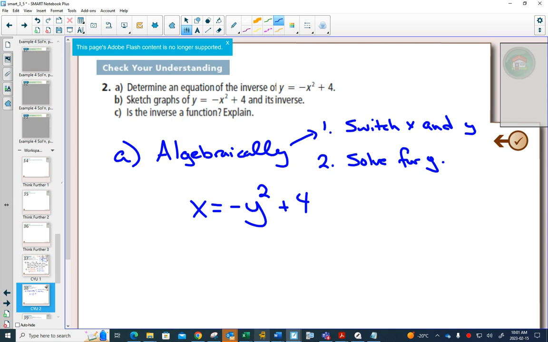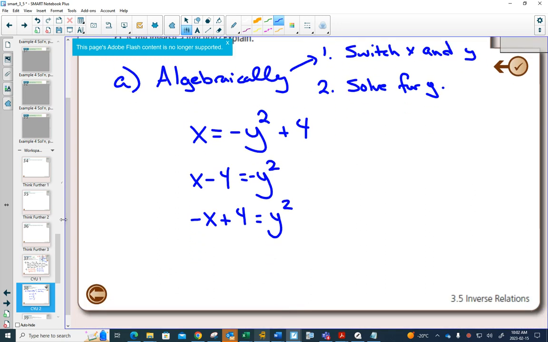So algebraically, step 1, I would write x equals negative y squared plus 4. And then if I was solving for y, that would mean, can I get my y by itself? I'm going to move the 4 over, multiply both sides by a negative 1 to get the y squared by itself. And then to get y by itself, I would have to square root both sides. Remember, when you square root both sides, to include the plus or minus.